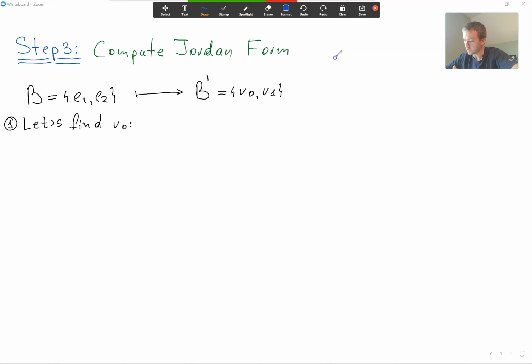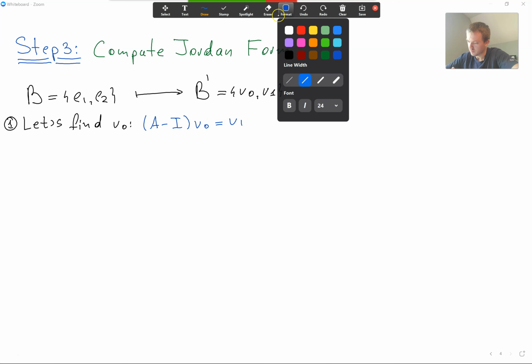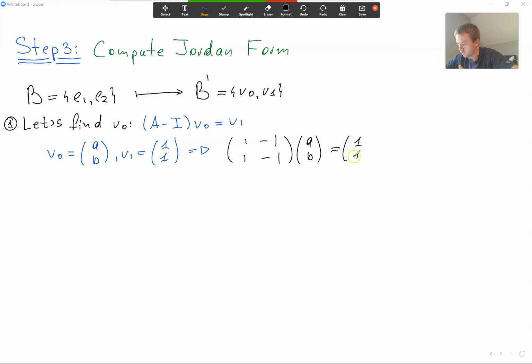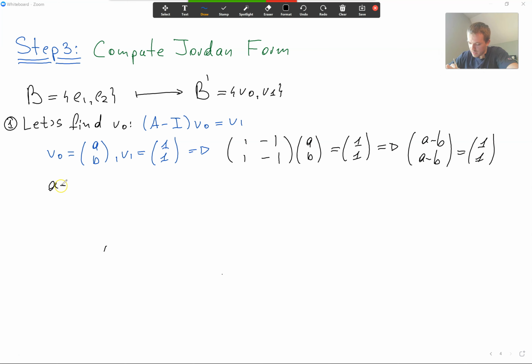According to our discussion, we just need to solve the following system of equations: (A minus I) v0 is equal to v1. And remember, let's choose v0 to have unknowns a and b. We know what our v1 is. v1 is equal to (1, 1). So from here it follows that I'm going to obtain a matrix (1, minus 1; 1, minus 1), which is exactly A minus I, times (a, b) is equal to (1, 1). And from here I'm going to obtain that a minus b is equal to 1. So we can see that a minus b is equal to 1. So from here I can conclude that a is equal to b plus 1.